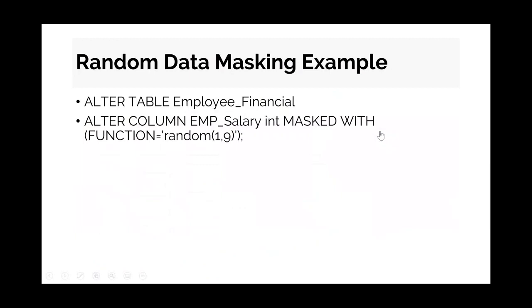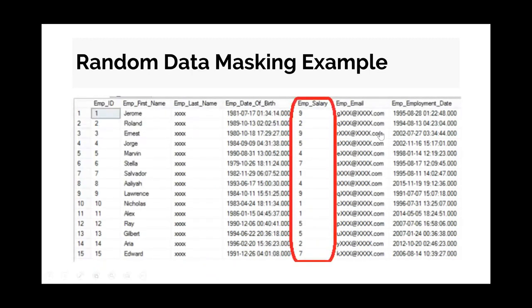Next, we'll take a look at masking the employee's salary, and we're going to use the random function between 1 and 9. When you execute that function within the SQL Management Studio query window, and then select from the table, you'll notice that the employee's salary column has been randomly modified from the original. And that again is only in the query result sets. We have not physically updated data in the database.